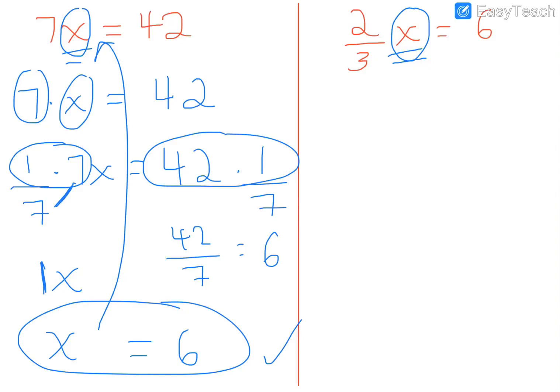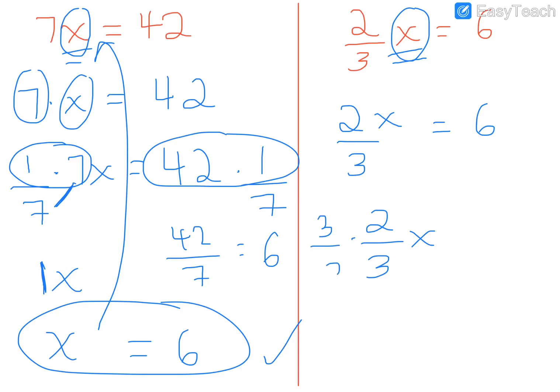The other way we can think about this is 2 times x divided by 3 equals 6. Once again, if we want to know what this x is, if we're trying to isolate it, we want to be left with 1x. So we're going to multiply by the multiplicative inverse. So the multiplicative inverse of 2/3 is 3/2. So we're going to take 2/3 x and multiply it by 3 over 2.